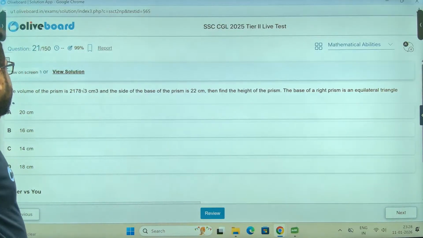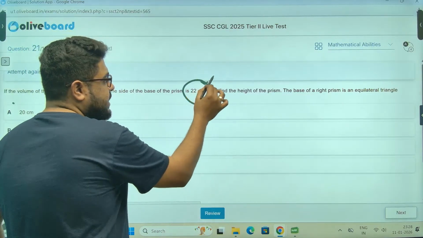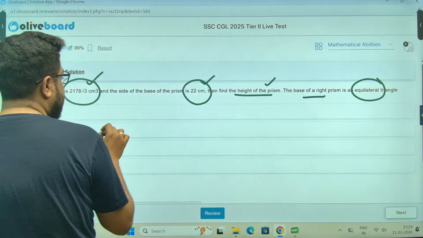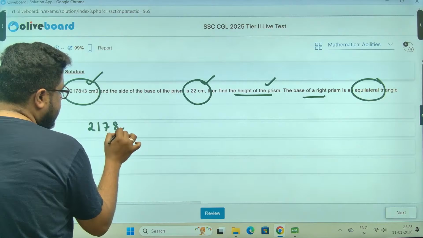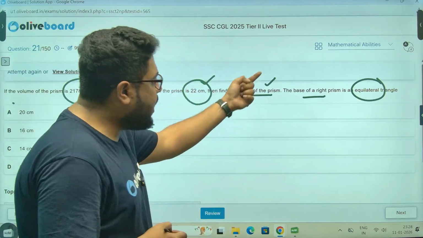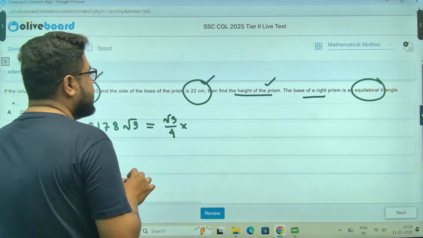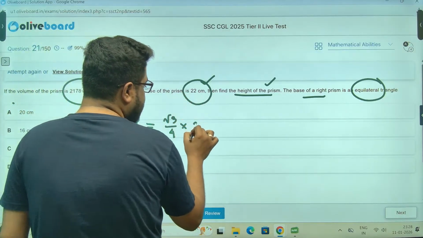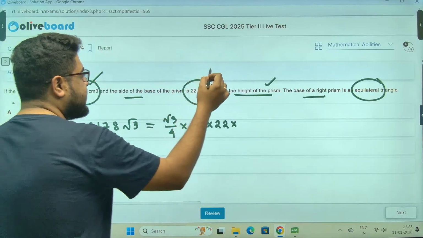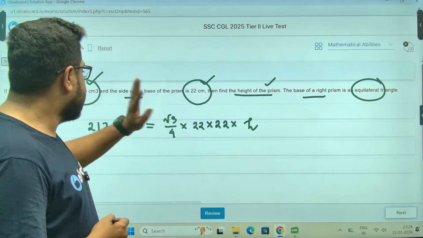Next one. Volume of the prism is this. Side of the base is this. Height of the prism they are asking. Base is an equilateral triangle. So the volume of any prism or any 3D structure having uniform cross section is what? Area of the base times height. Area of the base is √3/4 into a square. Side of the base is 22 squared. So 22 into 22 into height. I don't know the height, so the h value I need to find. This is what they have given us.